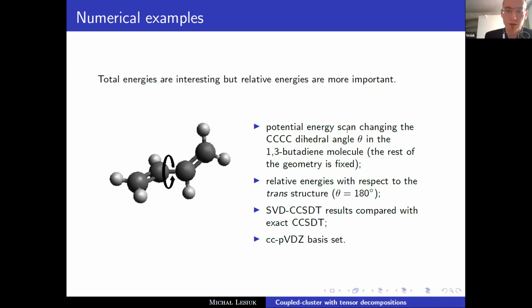Which are important, but relative energies are more important. So to show you the accuracy of the method for relative energies, I did calculations for butadiene again, which were simply rotation around the CCCC dihedral angle, and the rest of the geometry is fixed. And I compare, of course, as before, with the exact CCSDT method. So I compare SVD CCSDT with CCSDT. So the trans structure corresponds to the angle of 180 degrees. This is in double zeta basis set, because in triple zeta I couldn't get the CCSDT done.